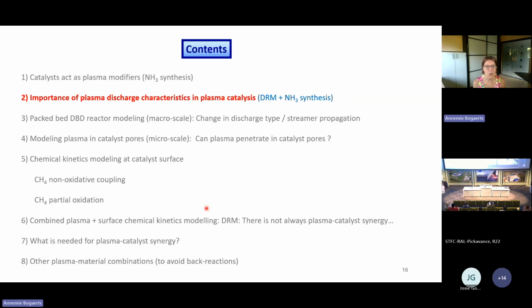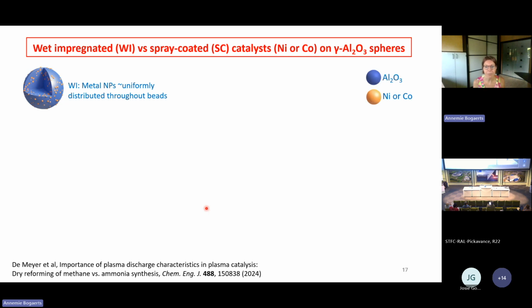Okay, moving to the next topic. This was intriguing us, that the catalysts act as plasma modifiers, and we wanted to study this in more detail to study the importance of the plasma discharge characteristics. For this purpose, we compared two different catalyst synthesis methods. One was wet impregnation, where the metal nanoparticles are uniformly distributed throughout the beads, as you can see here. And the other was spray coating, where the metal nanoparticles were only at the surface.